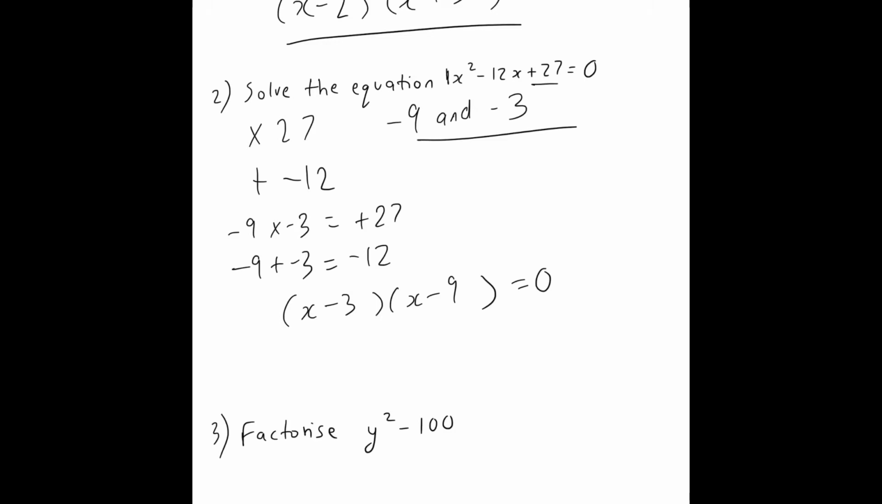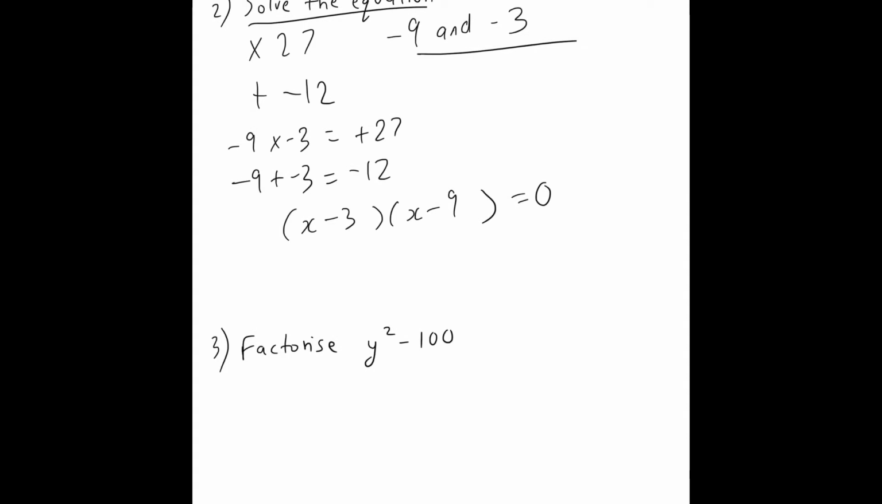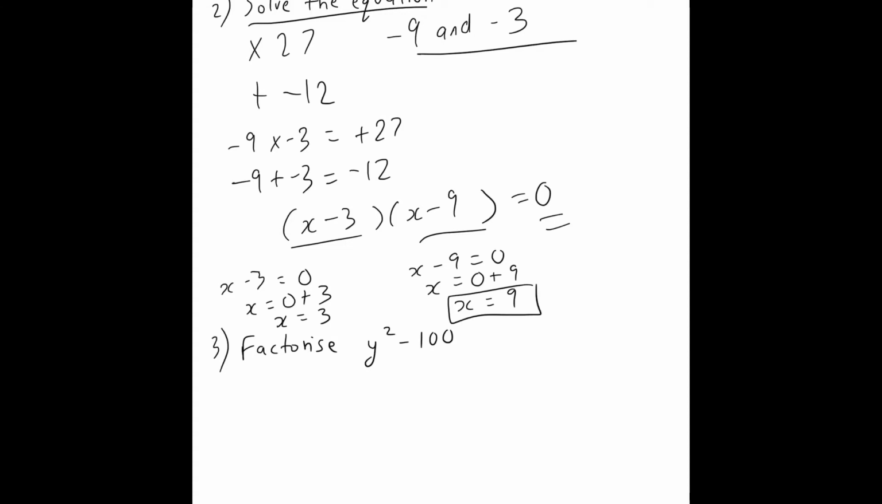Now the question asks to solve the equation, so that means you're going to set x minus 3 equal to 0 and x minus 9 equal to 0 as well. So x is equal to 0 plus 3. We're just rearranging the equation to give you x is equal to 3, x is equal to 9. These are your values for solving the equation x squared minus 12x plus 27.